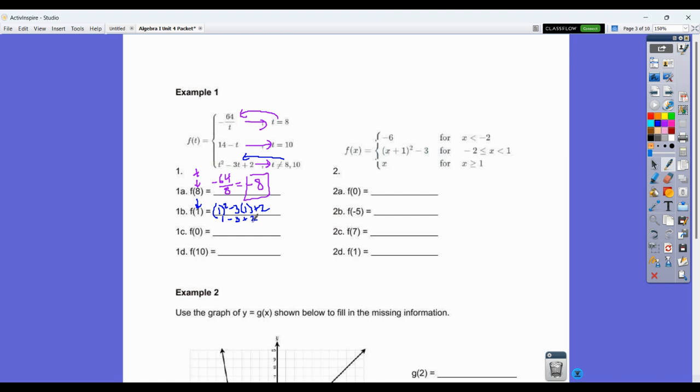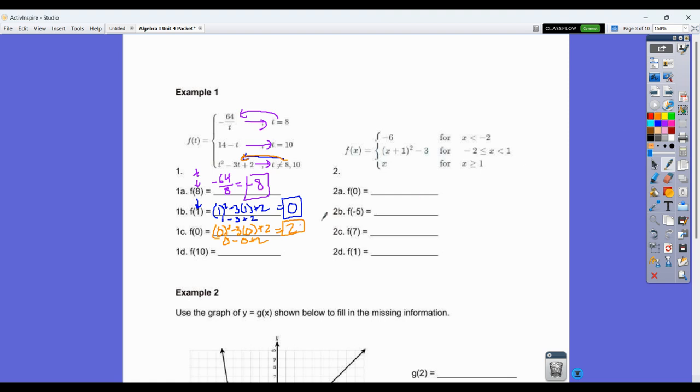1 minus 3 is negative 2, plus 2 is going to give me 0. So my f of 1 is going to give me 0. My next one there, f of 0. So again, t is equal to 8. Nope, 0 is not 8. 0 is not 10. So we're going to use this bottom one again. Plug it in. So I'm going to do 0 squared minus 3 times 0 plus 2. So 0 squared is 0, minus 3 times 0 is 0, plus 2 is going to leave me with an answer of 2. So f of 0 is equal to 2.